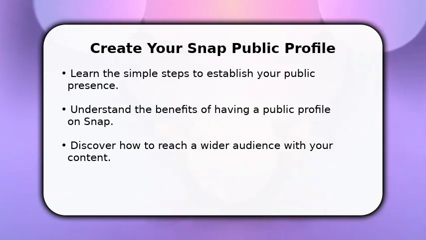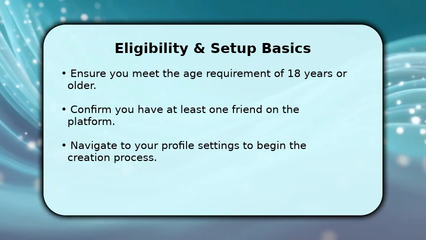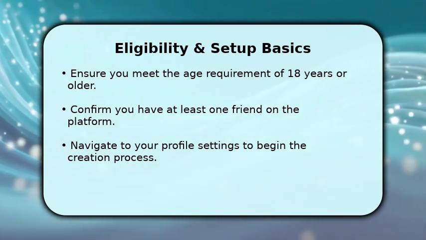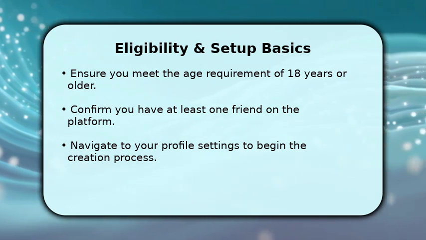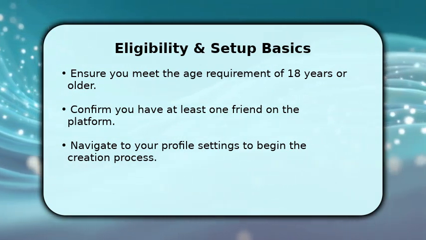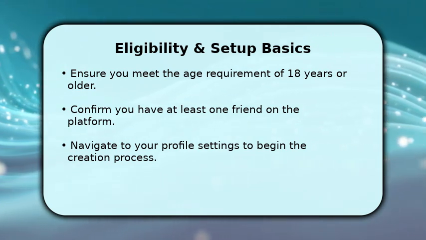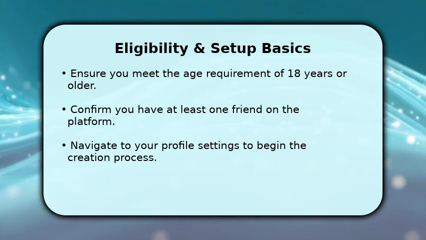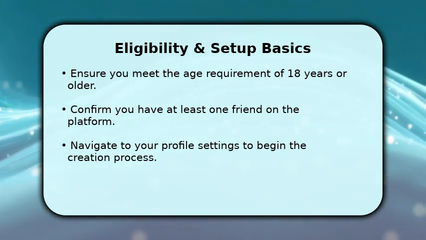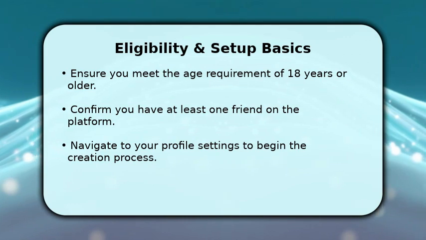Let's get started with the initial setup. To create a public profile, you must be at least 18 years old and have at least one friend on Snap. If you meet these requirements, tap Create Public Profile and then continue through the prompts. Review the information presented, which explains what a public profile entails. This includes showing your name, subscriber count, and public stories. Confirm your decision to proceed with the setup.